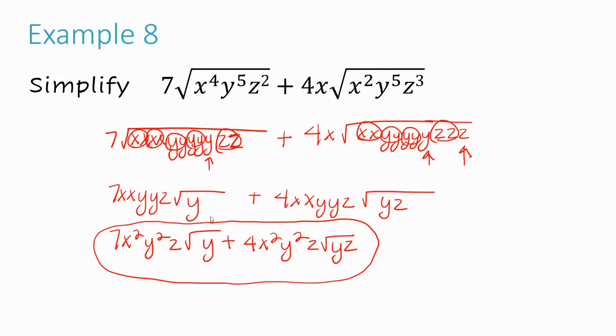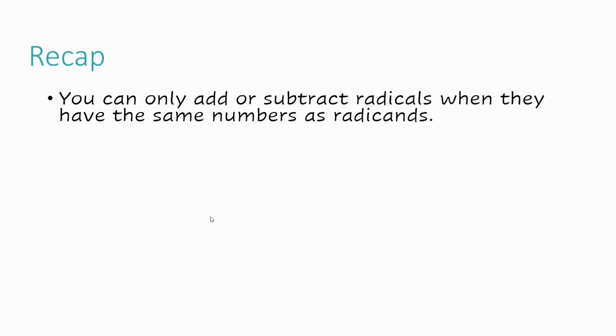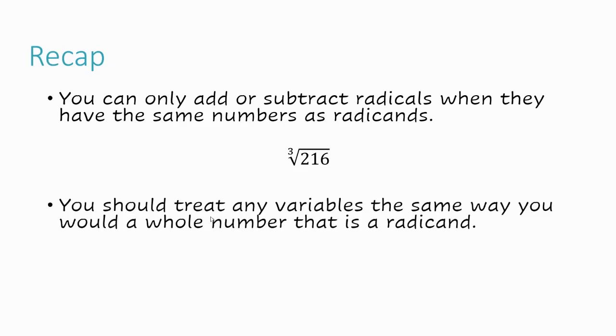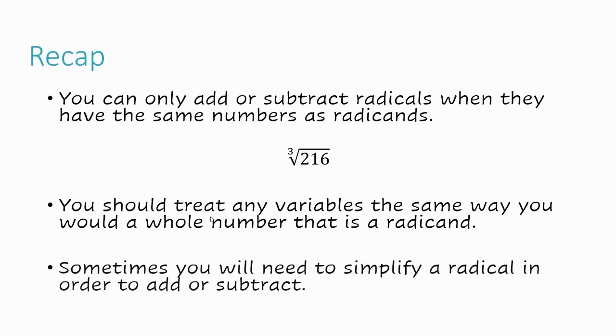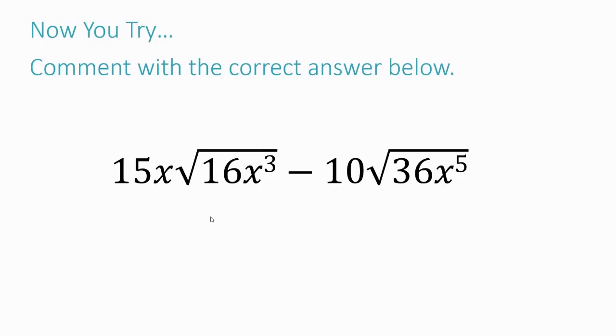Now let's take a recap. You can only add or subtract radicals when they have the same number as radicands. In the example, the cube root of 216, the number 216 is the radicand. You should treat any variables the same way you would a whole number that is a radicand. Sometimes you will need to simplify a radical in order to add or subtract.